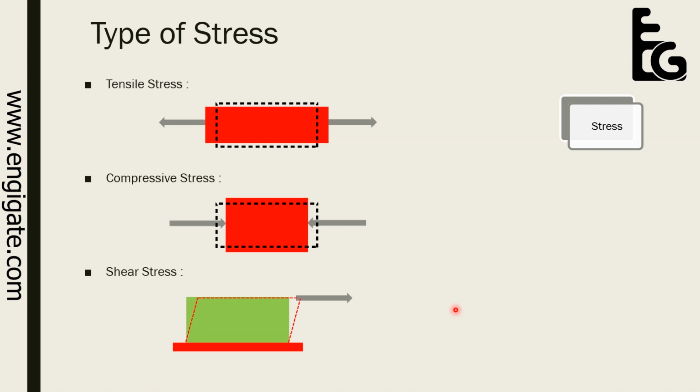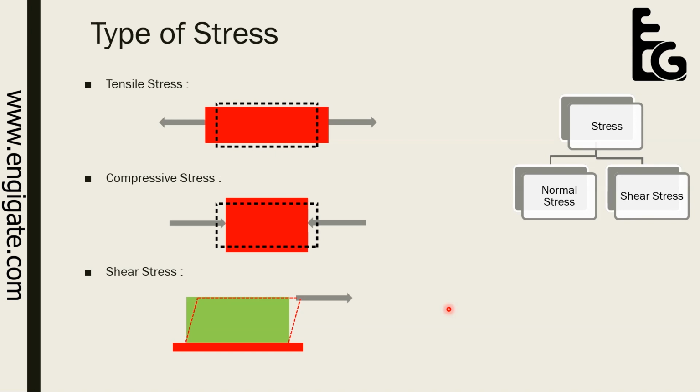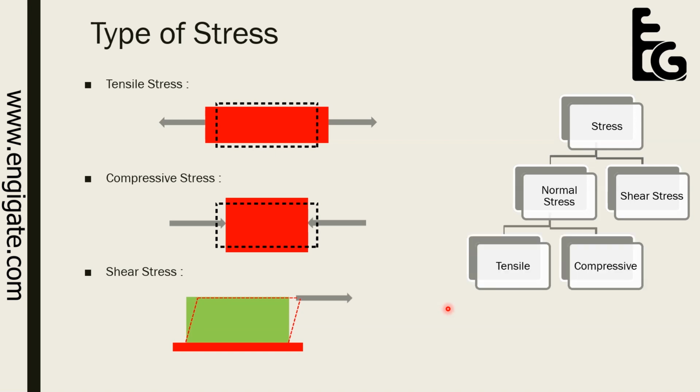Types of stress. First, we can classify it into two parts: normal stress perpendicular to the cross section area and shear stress parallel to the cross section. We can classify normal stress into two types: tensile and compressive stress.